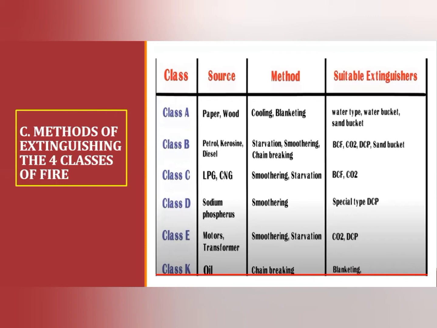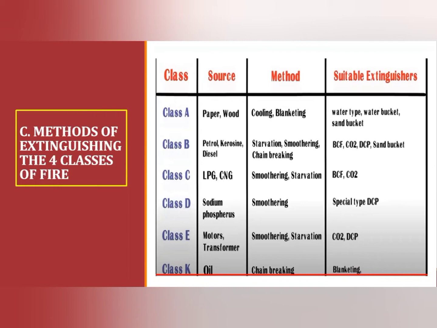Next is the class C fire. The method that you can make use of is smothering and starvation. And suitable extinguishers that you can make use of are the BCF and carbon dioxide. Later on, we will discuss this BCF and DCP and carbon dioxide extinguisher. Next is the class D fire. Special extinguishing agents marked specifically for metals. Okay, so you can make use of smothering. So you need to make use of the special type of DCP.